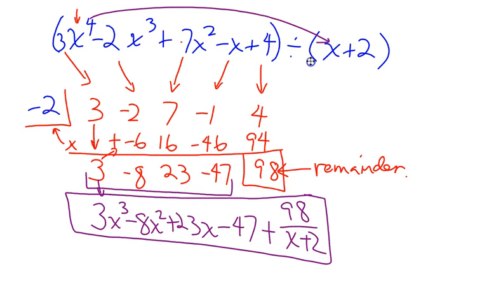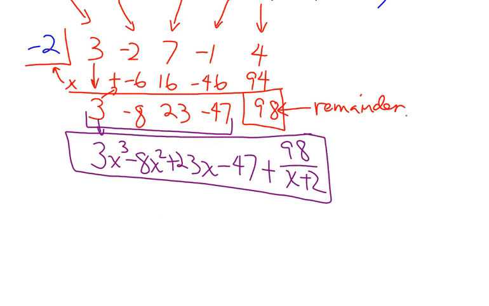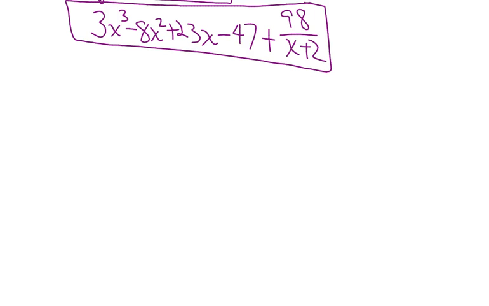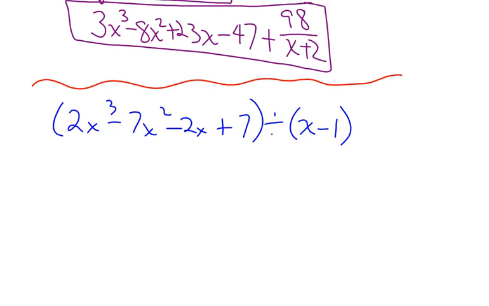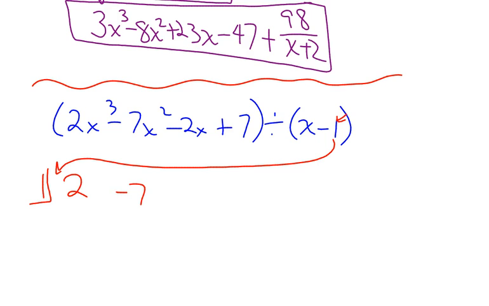Okay? Let's do another one. Let's divide 2x cubed minus 7x squared minus 2x plus 7 by x minus 1. Again, as I take the number out of the divisor and put it in the box, remember, you only take the 1, not the x, and you always change the sign of this number. Now to the side, I'm going to put my coefficients 2, -7, -2, and 7.